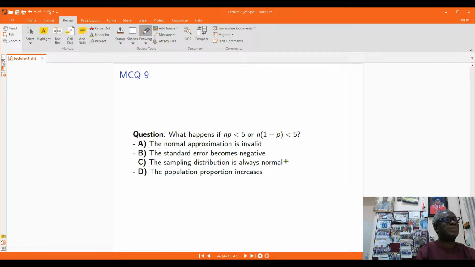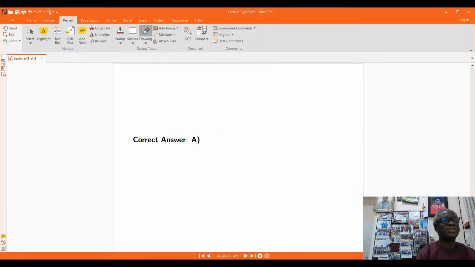What happens if np is less than 5 or n times 1 minus p is less than 5? What happens? A, the normal approximation is invalid; B, the standard error becomes negative; C, the sampling distribution is always normal; D, the population proportion increases. What's your answer? We've talked about this severally. Malik, Tobilola, Joshua, Semina, Player, Teslimot, Odumbaku, Wuraola seem to go for A. That's good. So, what's the correct answer? A is correct. So you can clap for yourself.